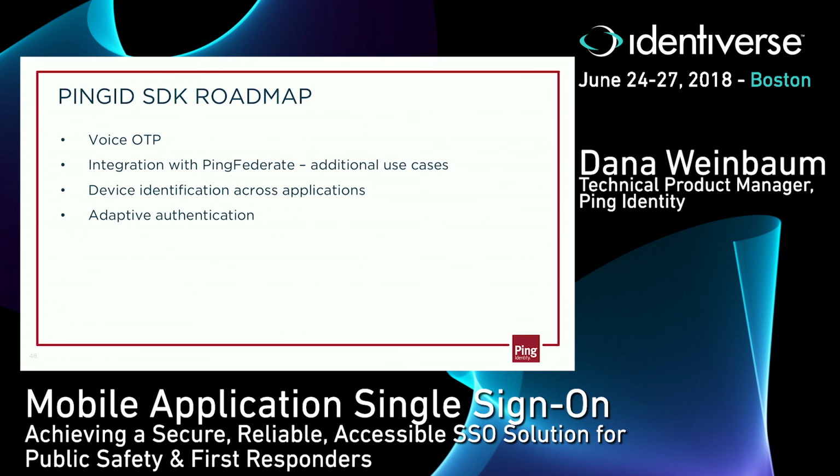The last slide before we go to Q&A is what's ahead in the PingID SDK roadmap. First of all, we will add the voice OTP, as I said. We are going to add additional use cases for the integration with PingFederate. We will add device identification across applications. This is useful for a case where, again, the organization has many applications and they wish the trust to be at the device level and not at the application level, to allow a second and third application to enjoy the trust that was created with the first one. And we are going to add adaptive authentication to PingID SDK as well.